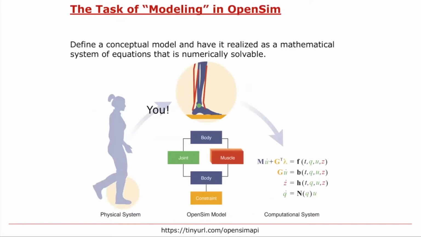Our first task with the API is to create a model. You can think of modeling as having two steps. On the left, a researcher makes decisions about what aspects of the real-life system are important and assembles OpenSim joints, bodies, and muscles accordingly. On the right, OpenSim takes this conceptual model and assembles a system of equations internally. A benefit of using OpenSim is that you don't have to write any equations of motion yourself. You can focus on the more interesting task of capturing the relevant behavior of your system.